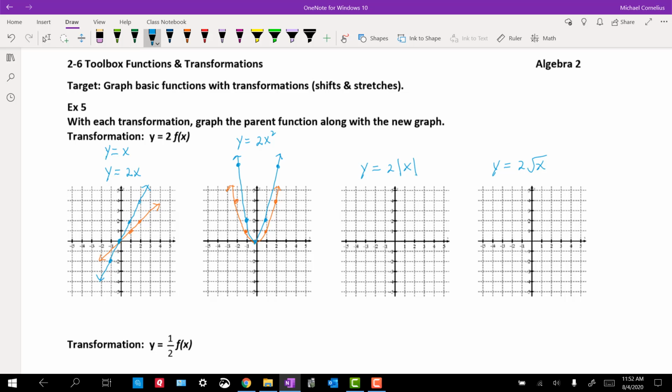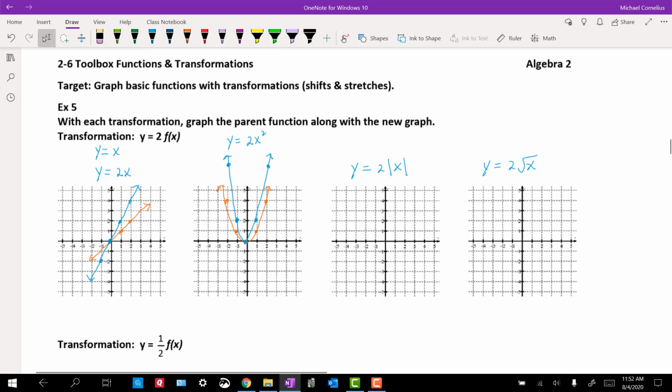So I'm going to go back over. We'll go ahead and graph our absolute value. Our parent function was 1 over 1 on the right, -1 on the left, and our new one is up 2 over 1, up 2 over 1. And then on the left, it's actually a slope of -2.